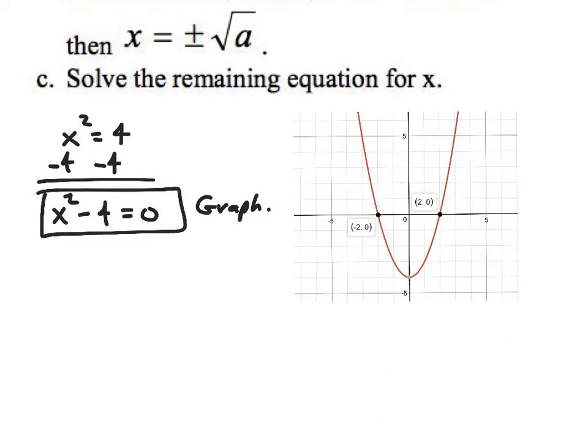Okay, so once I graph this, you remember what we're looking for. We're looking to see where this graph crosses the x-axis. And what I notice is that this graph crosses the x-axis at -2, and it also crosses the x-axis at +2, okay? And so those are my solutions.